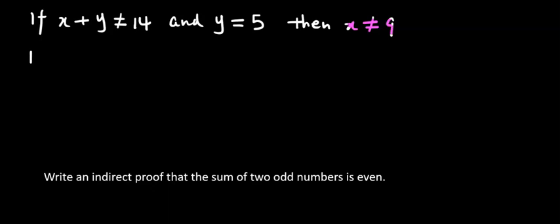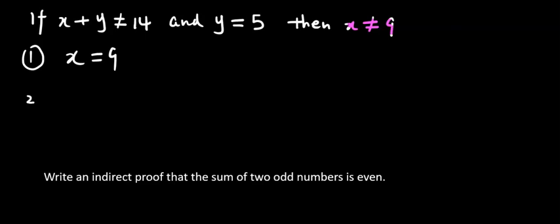Step 1, we're going to make a temporary assumption that x is 9. Okay, that's our temporary assumption. Why do we write x is 9? Because we try to prove x is not 9. Therefore, we make a statement that x is 9. We temporarily assume this is true.